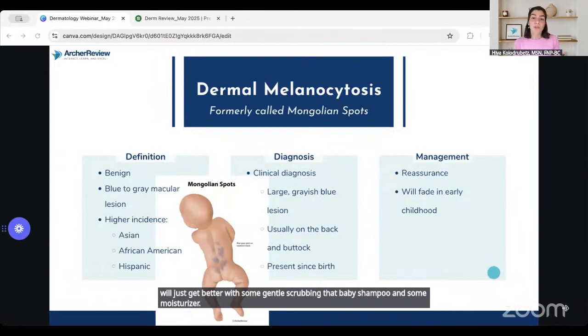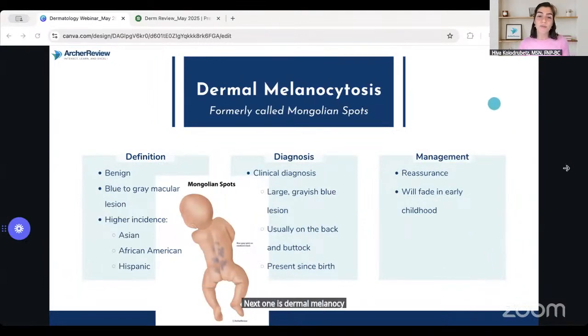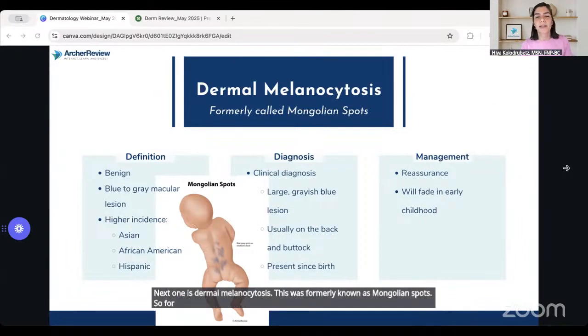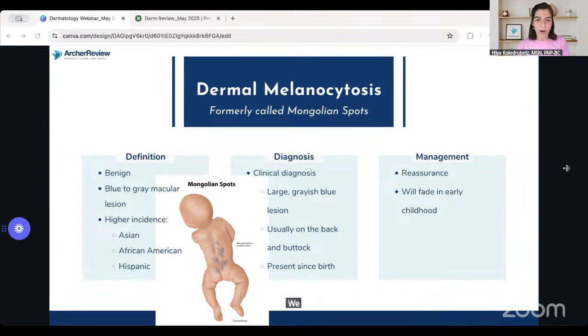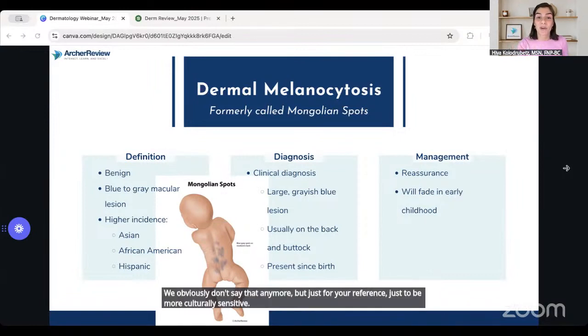Next one is dermal melanocytosis. This was formerly known as Mongolian spots. So for those nurses who are really experienced out there, you may remember them being referred to as Mongolian spots. We obviously don't say that anymore, but just for your reference, just to be more culturally sensitive, we call it by its more Latin name, dermal melanocytosis. Again, these are really benign. These are large grayish blue lesions typically on the baby's lower back and buttocks area.